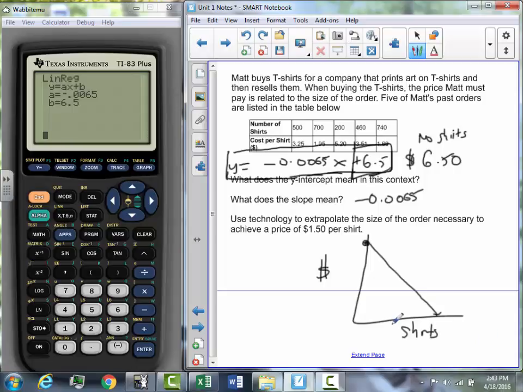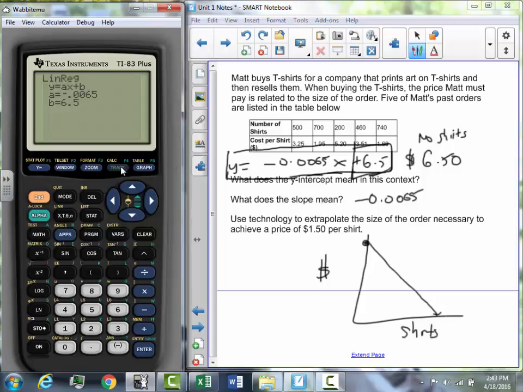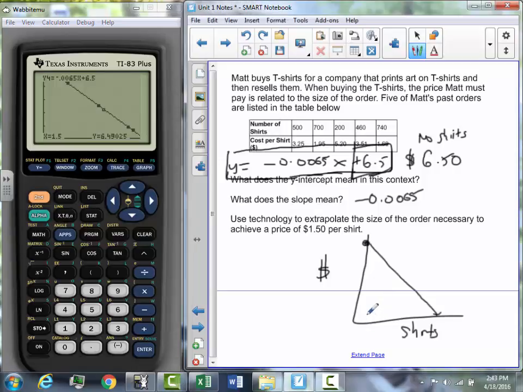Okay, last question. We have to figure out where we get a price of $1.50 per shirt. Let me show you what not to do first. Second, calculate, value of 150, and it's 6.49. That actually just calculated how much it would cost if I bought 150 shirts. That's not what I'm looking for. I'm not looking for the value at 150. I'm actually looking for where the price is at 1.50.